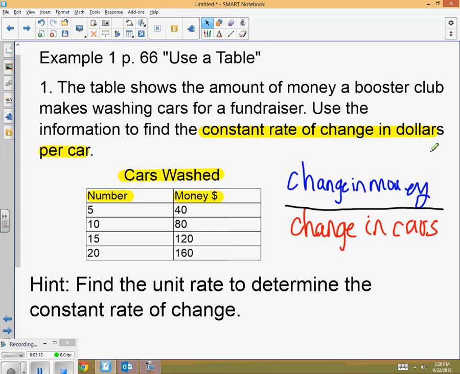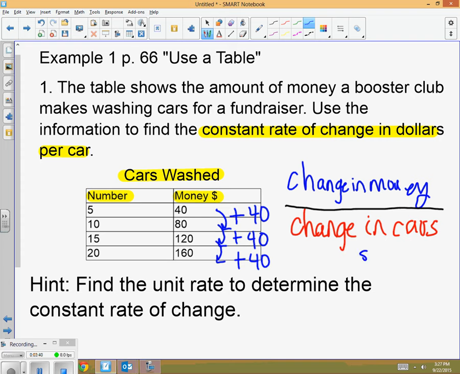The change in money, if we look on the right-hand side of the table, from 40 to 80, you can see that it increases by 40. From 80 to 120, it increases by 40. From 120 to 160, you can see that it increases by 40. So the change in money is constantly changing by $40 each time.